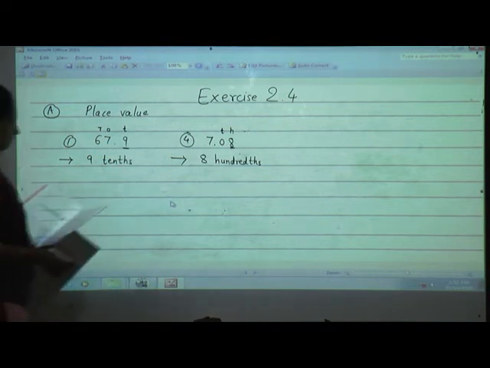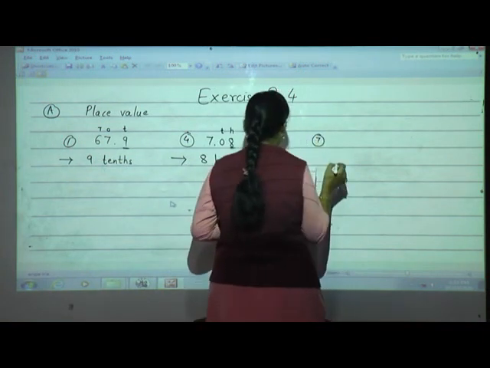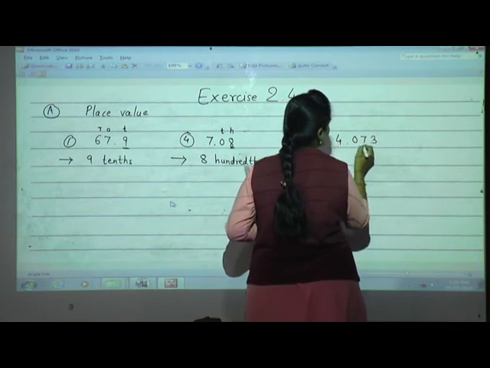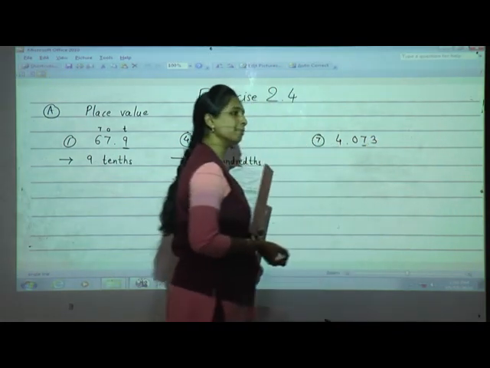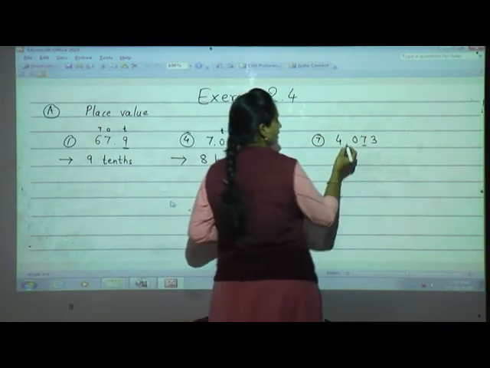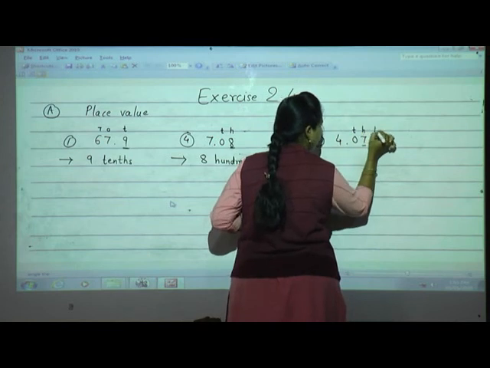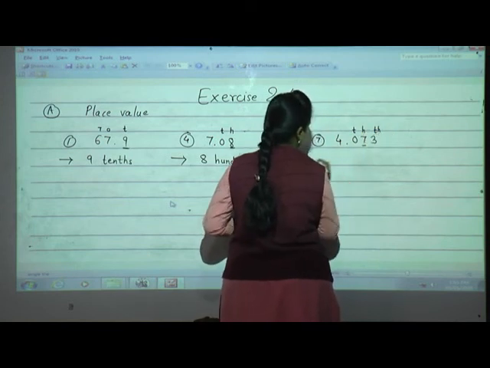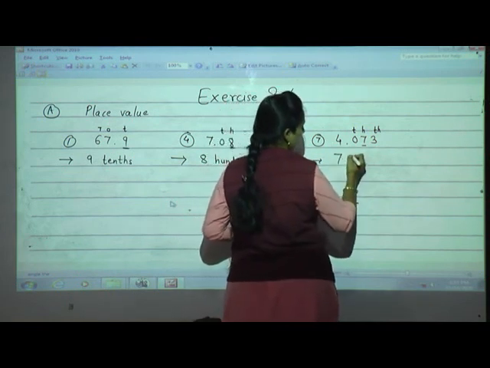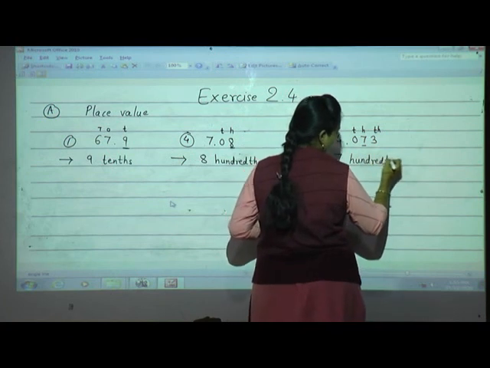Now next. Now I will solve the seventh one for you. What is the seventh one? 4.073, and they have given 7 in blue digit. Okay. So where is the 7? After the decimal, start from tenths, hundredths and thousandths. So 7 is in the hundredths place. So write here 7 hundredths.